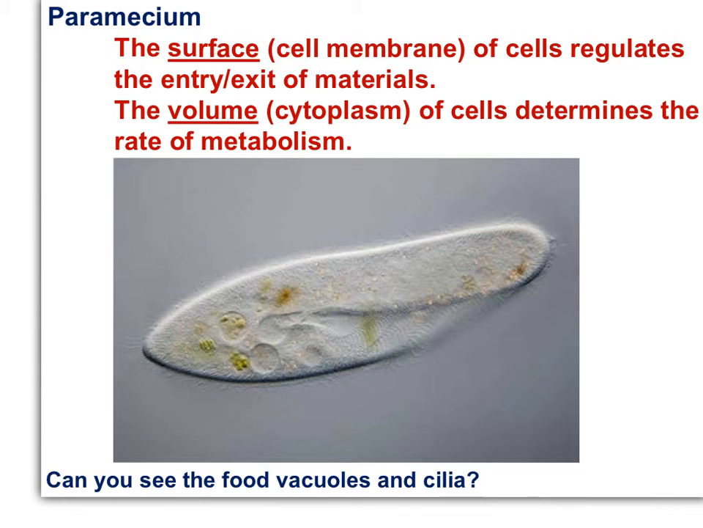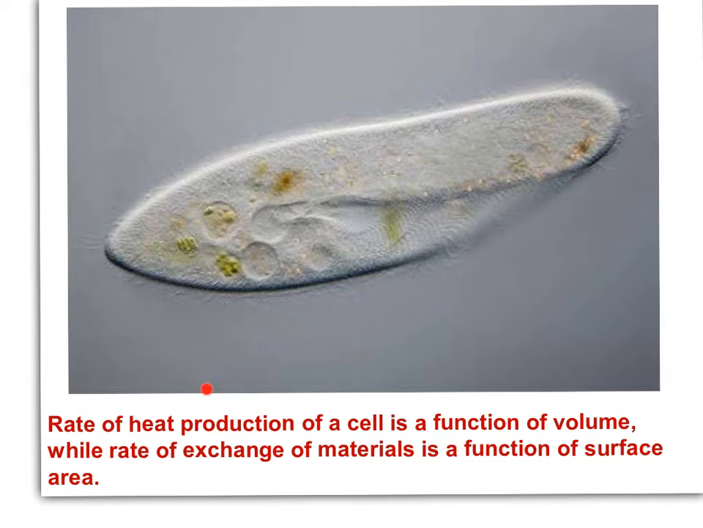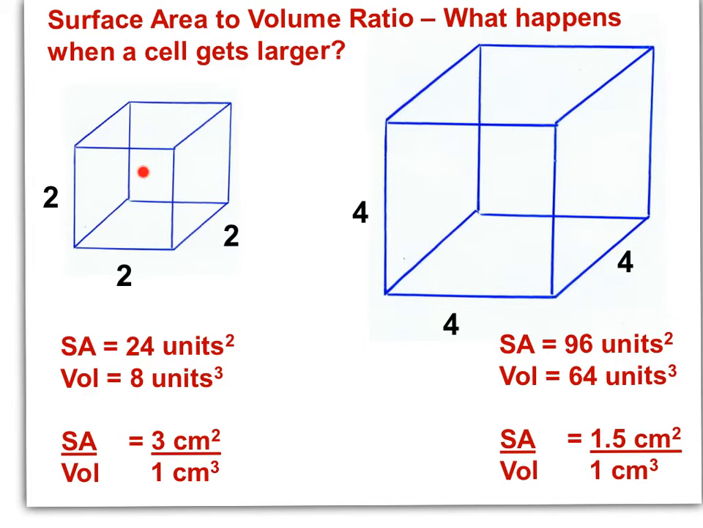As we approach the relationship between surface area and volume, keep in mind that the surface, or the cell membrane of cells, regulates the entry and exit of materials, while the volume, the cytoplasm of cells, determines the rate of metabolism. The rate of heat production of a cell is a function of volume, while the rate of exchange of materials with the environment is a function of surface area. As a cell gets larger, the surface area to volume ratio decreases, and we can see that here.